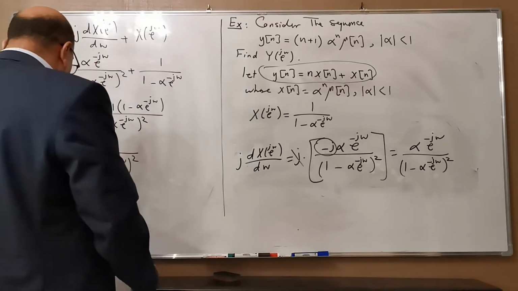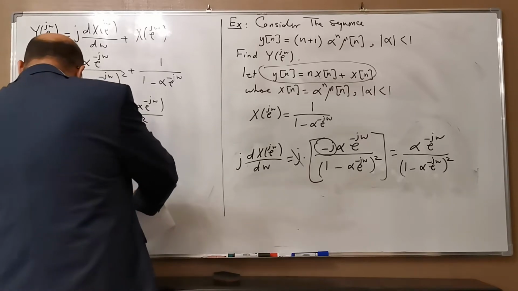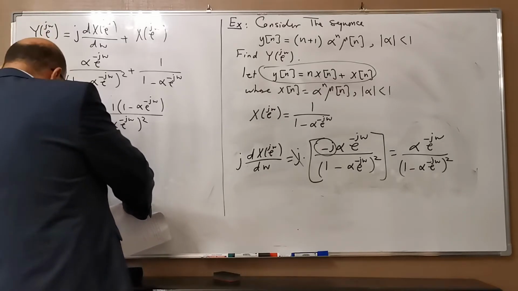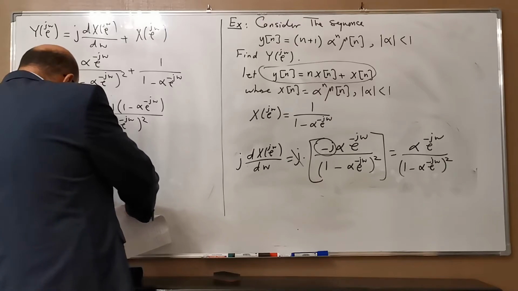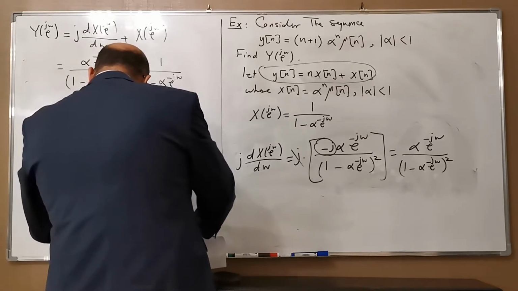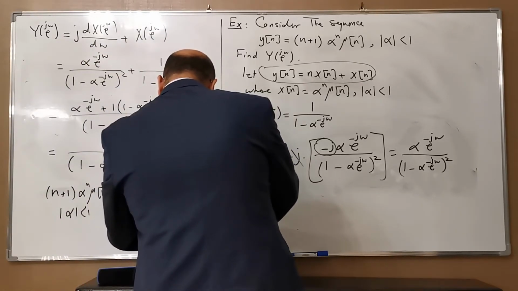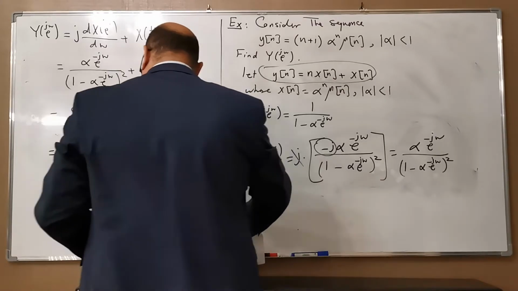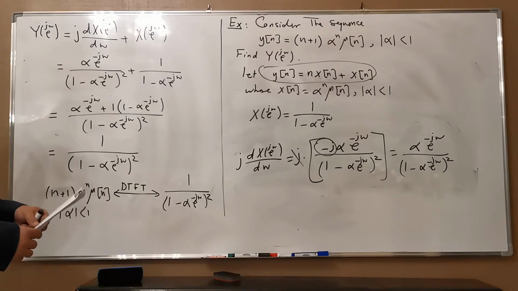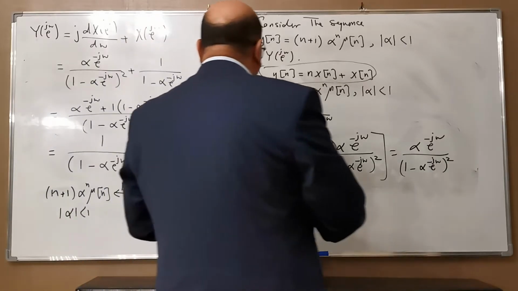So we have the Fourier transform for y[n], so (n+1) α^n μ[n], where the magnitude of α is less than 1, has the DTFT equal to 1 over (1 minus α e^(-jω)) squared. Okay, so this is a Fourier transform pair, and this is a nice property.